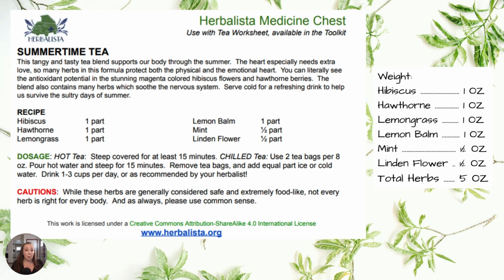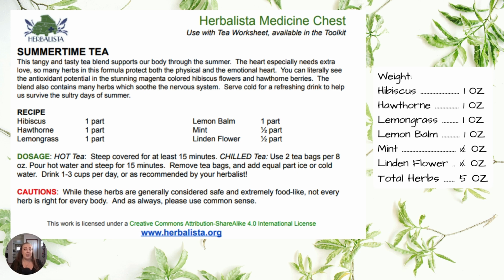So our weight would be hibiscus 1 ounce, hawthorn 1 ounce, lemongrass 1 ounce, lemon balm 1 ounce, mint 1/2 ounce, and linden flower 1/2 ounce. So that is going to be giving us 5 ounces total of herbs. So for this particular one, super simple because we are just making a tea blend. We could put all of this in a big bowl.